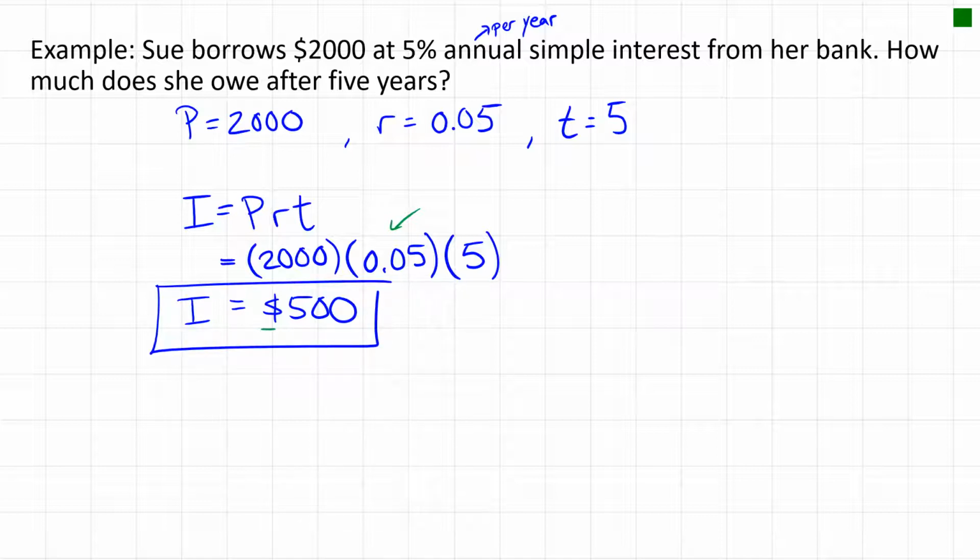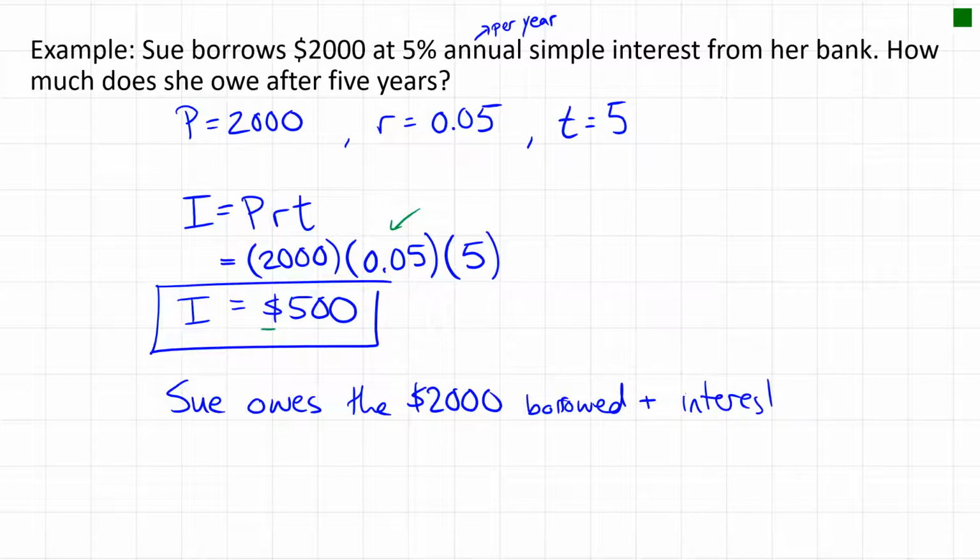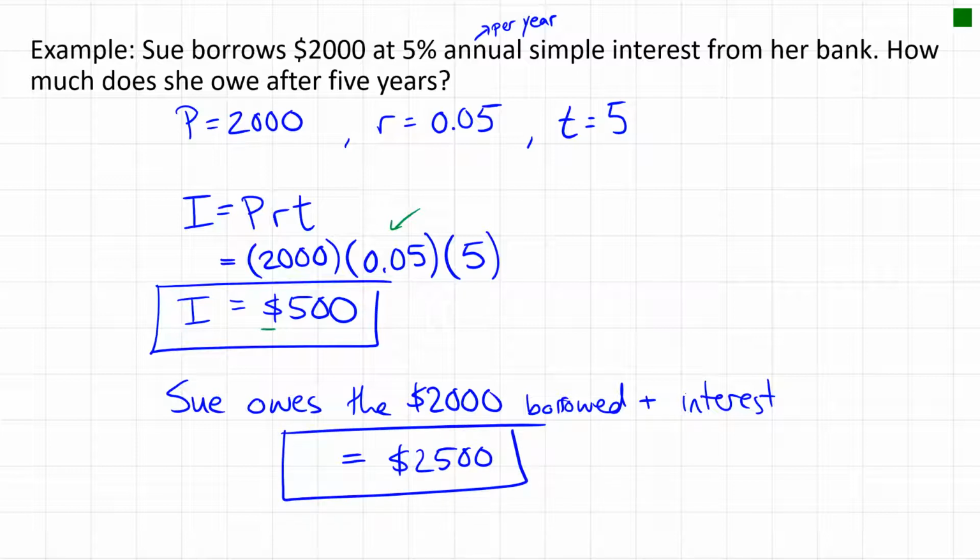But when we're looking at this question, how much does she owe? Well, Sue owes the $2,000 she borrowed plus interest. So she owes $2,000 plus $500, which is $2,500 at the end of the 5-year period.